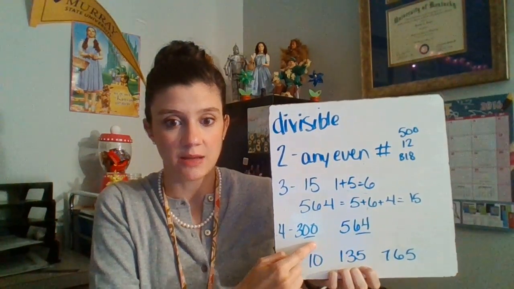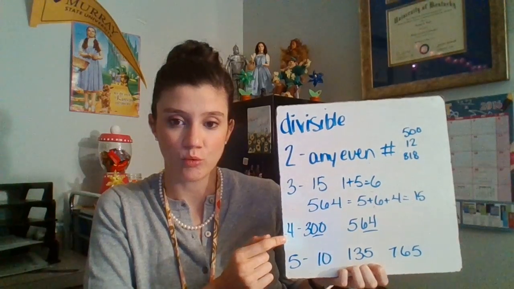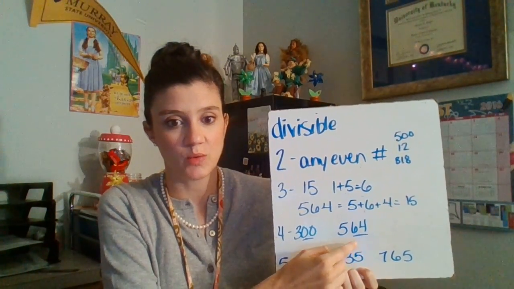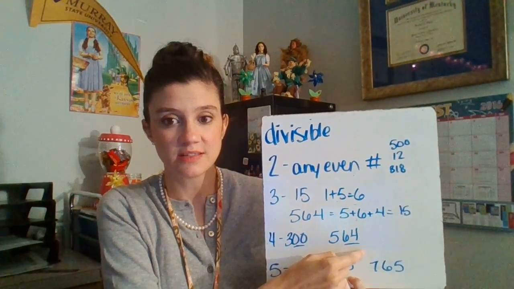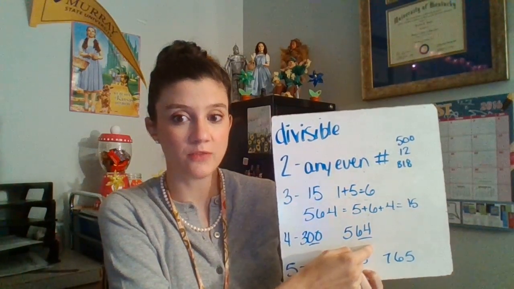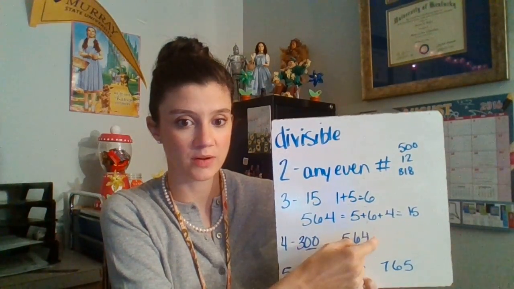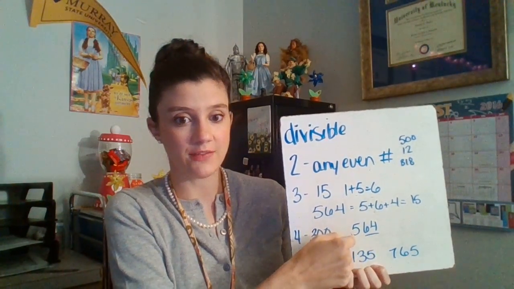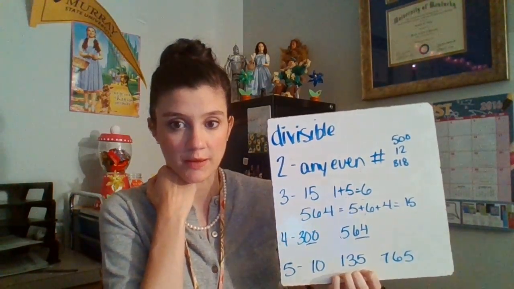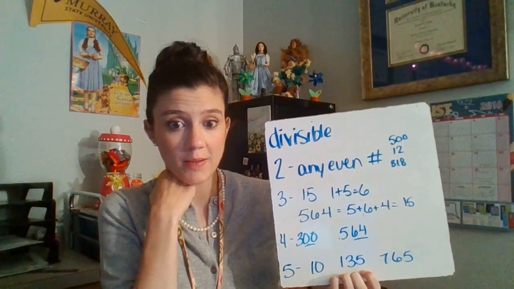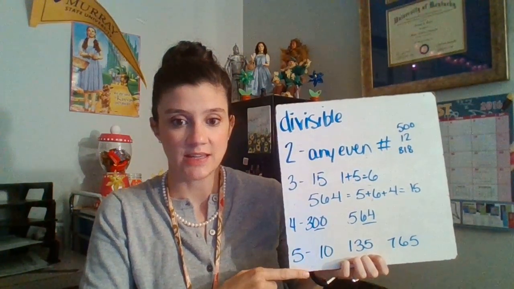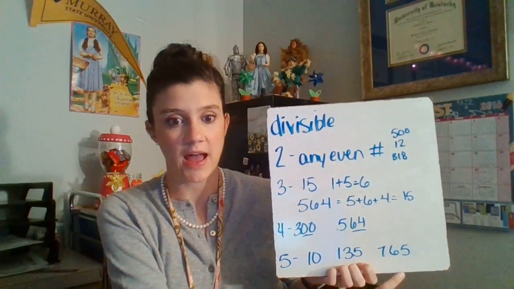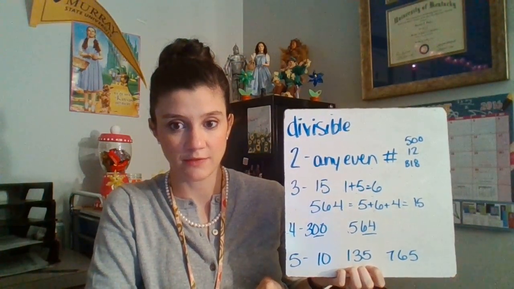Numbers that end in a double zero are divisible by 4. And numbers where their final 2 digits are a number divisible by 4 are divisible by 4. So since 64 is divisible by 4, that means 564 is divisible by 4. It's also divisible by 3. 5 is easy. Any number ending in 0 or 5 will be divisible by 5. And you can read about those in your book too, as just a reminder.